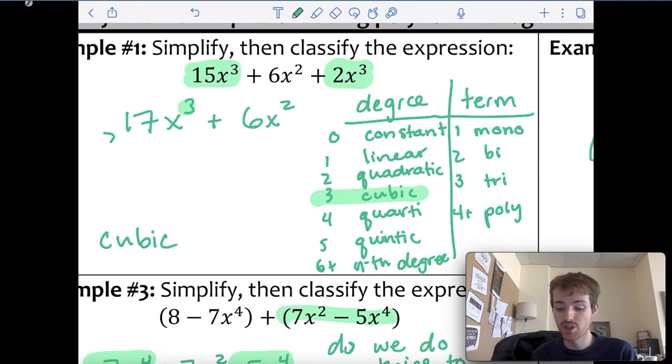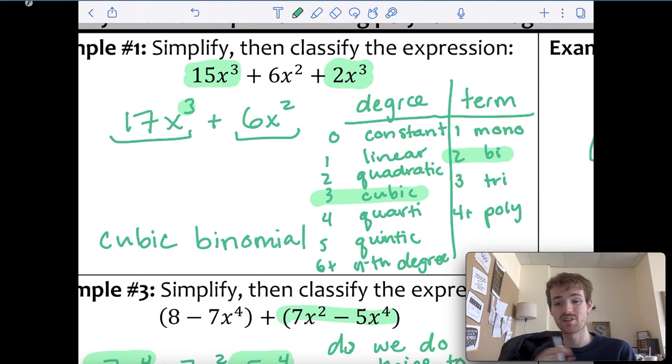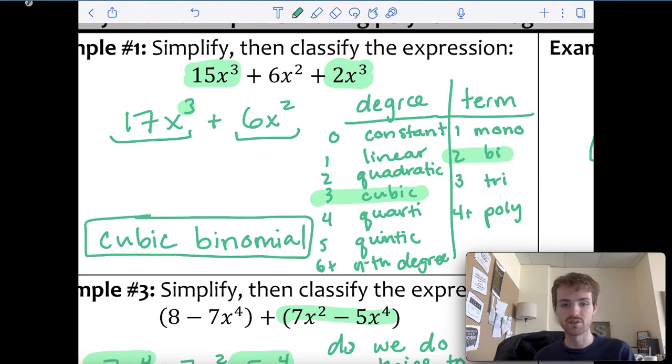Well, how many terms do I have here? I have 1 term, I have 2 terms. When I have 2 terms, I have a binomial. Spelling does matter. I need you to write out those full words each time. So here our classification is a cubic binomial.